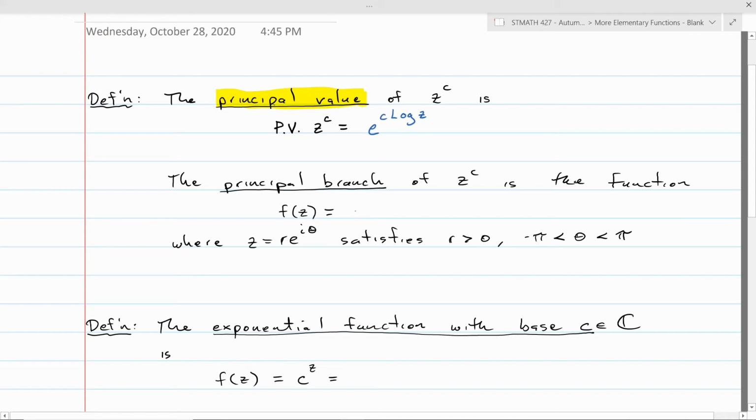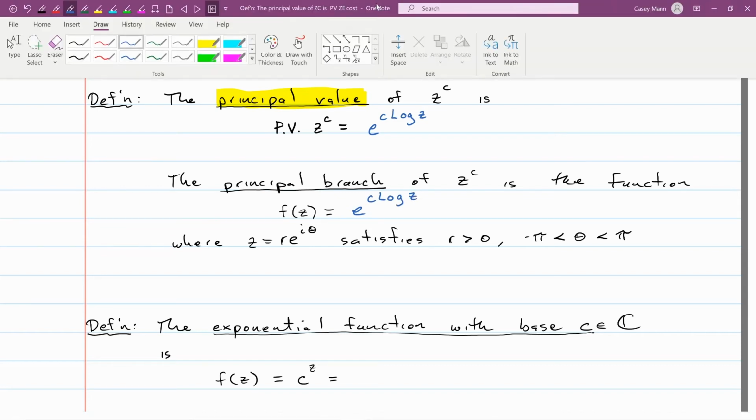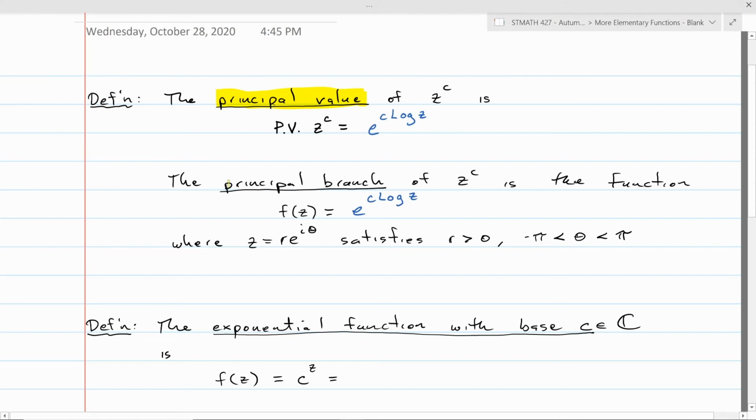So f of z is, to get the principal branch here, you just do e to the c times the principal branch of the logarithm as well. I guess the principal value and the principal branch are sort of synonymous.